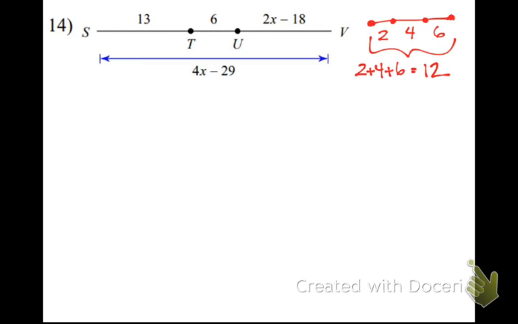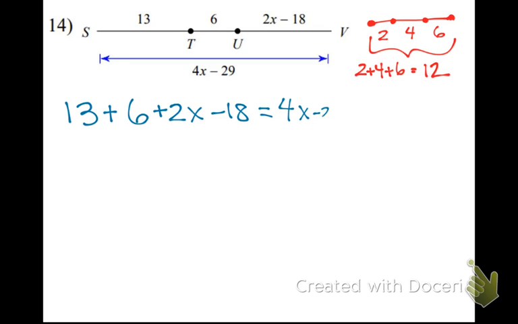So what is the first piece of our line? 13. And our second piece? 6. And our third piece? So we add each of them up, just like we added up 2, 4, and 6. And then what does the whole line equal?